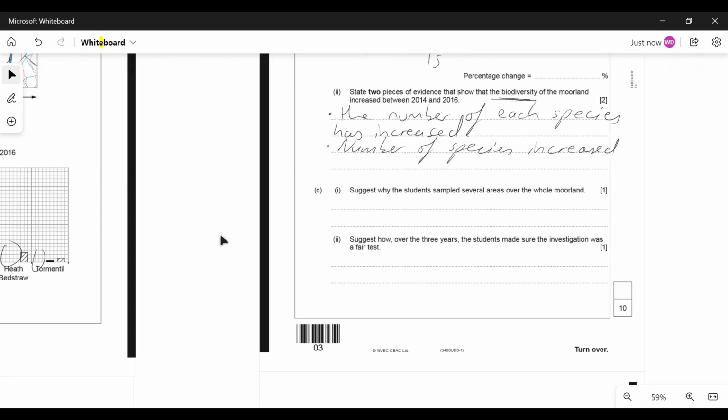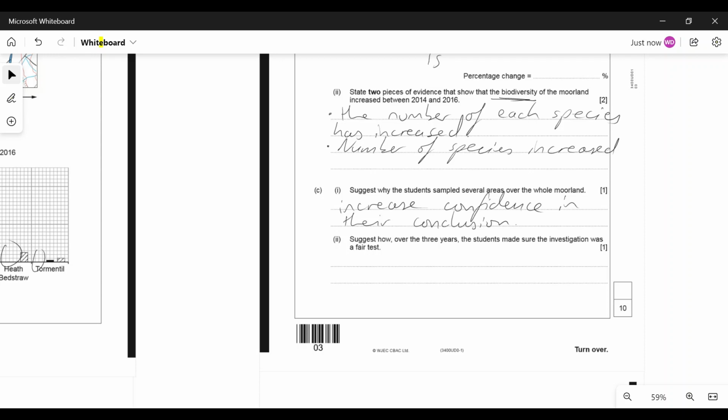Suggest why the students sampled several areas over the moorland. Okay, so quite a few answers. The easiest one is to increase the confidence in the results. You could also say to ensure the results were representative of the whole area. You could also say to increase the validity of their conclusion.